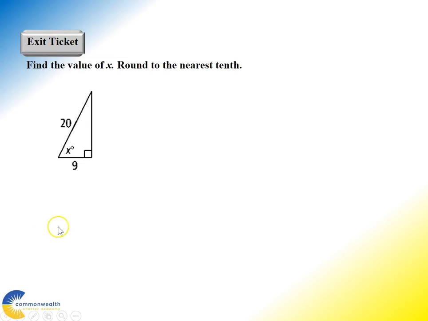So I'm going to set up that the cosine of x is 9 over 20. And then to solve for x, I would do the arc cosine of 9 over 20 and get approximately 63.3 degrees.